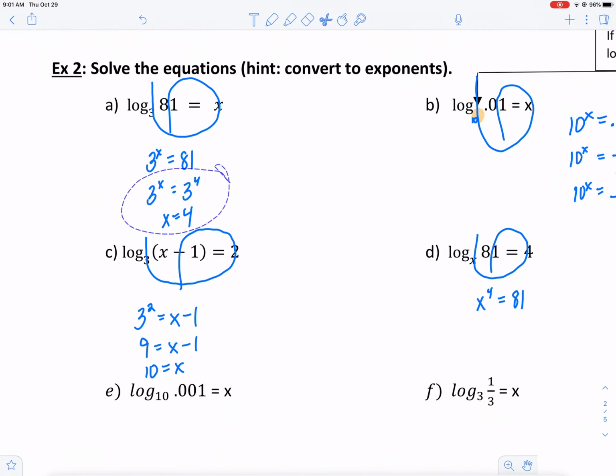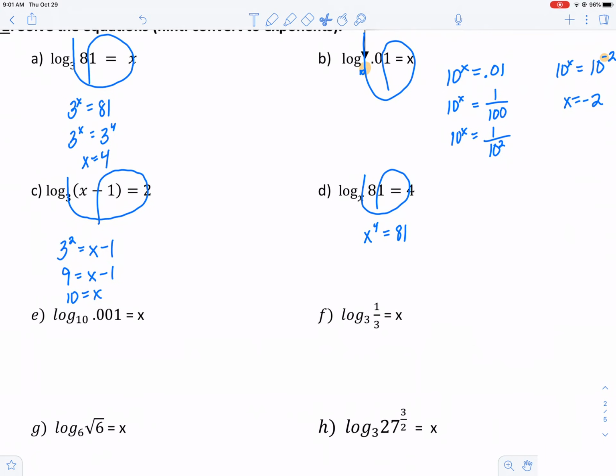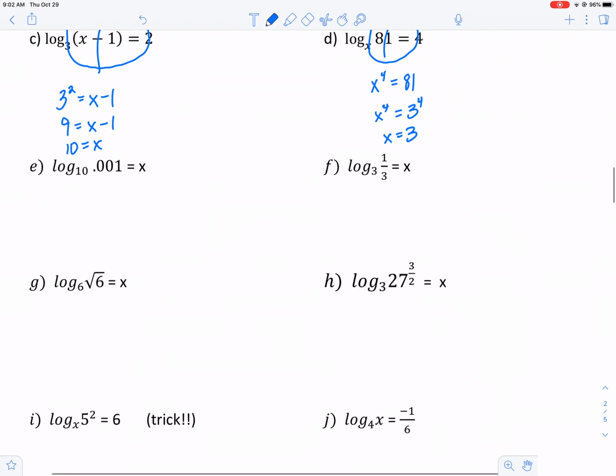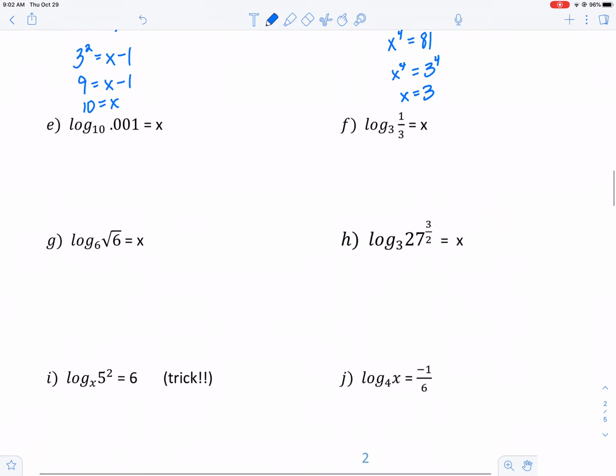We already know that 3 to the 4th is 81. But we could still show our steps. So that's going to be 3 to the 4th is 81. X to the 4th is 81. So my x is equal to 3. In that case, the bottoms can't drop out because they weren't the same. But that was our x. That's how we've determined our x. Let's do just a few more.